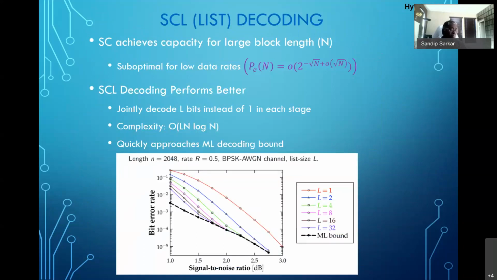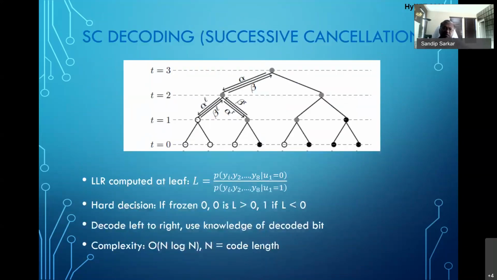But when n is small, the probability of error is given by this. It's an order of 2 to the power minus square root of n plus an order of square root of n. So in a small one, we do a trick which is similar to Viterbi decoding, where instead of keeping only one path at this stage, remember here we were only decoding the leftmost node. We were decoding this only first, and once we decoded it, we took the hard decision and took it to here. Now at each stage, instead of keeping just one path, we can keep L paths.